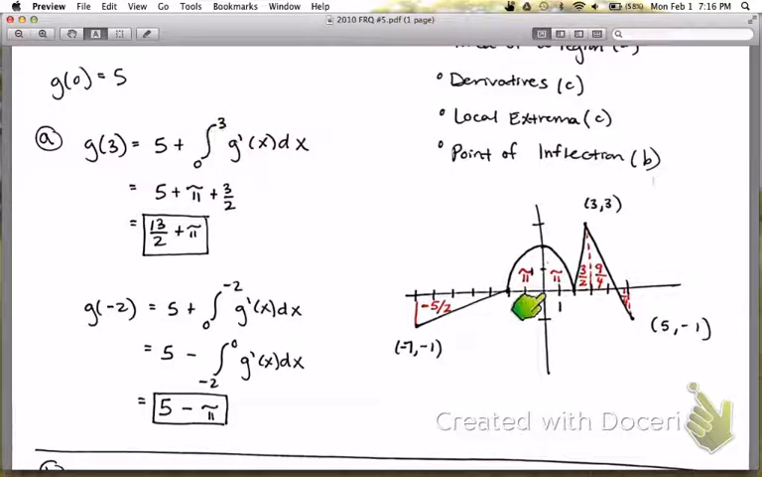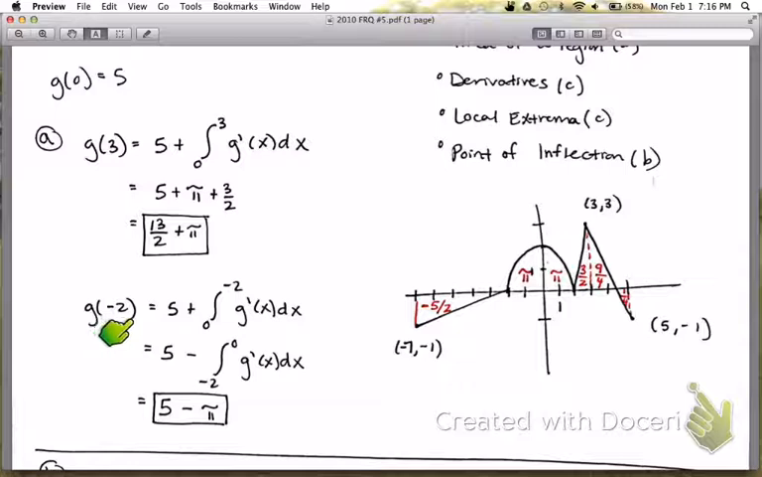So let's figure out, from 0 to 3, there is an area of pi right here, and an area of 3 over 2 right here. So we add pi, we add 3 over 2, and you simplify that, and you get 13 halves plus pi. So that's the area that has accumulated plus the initial condition to get to g of 3.